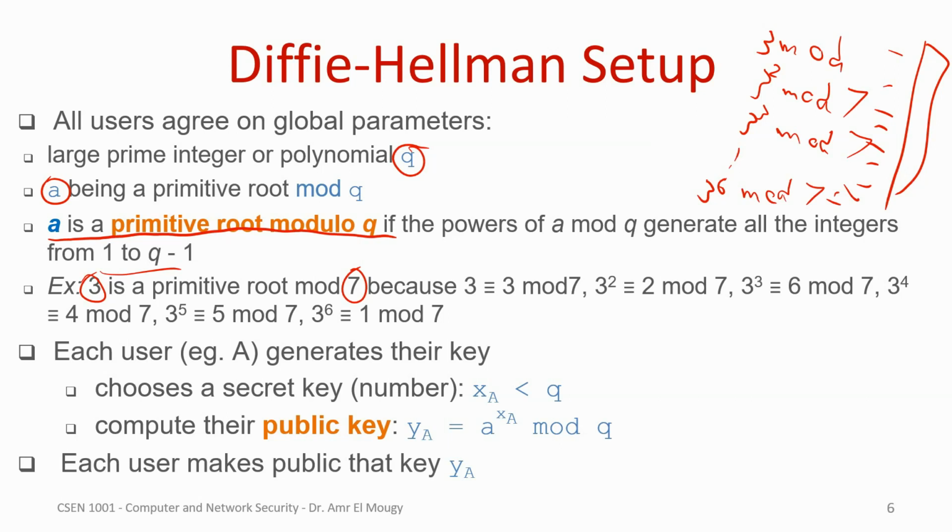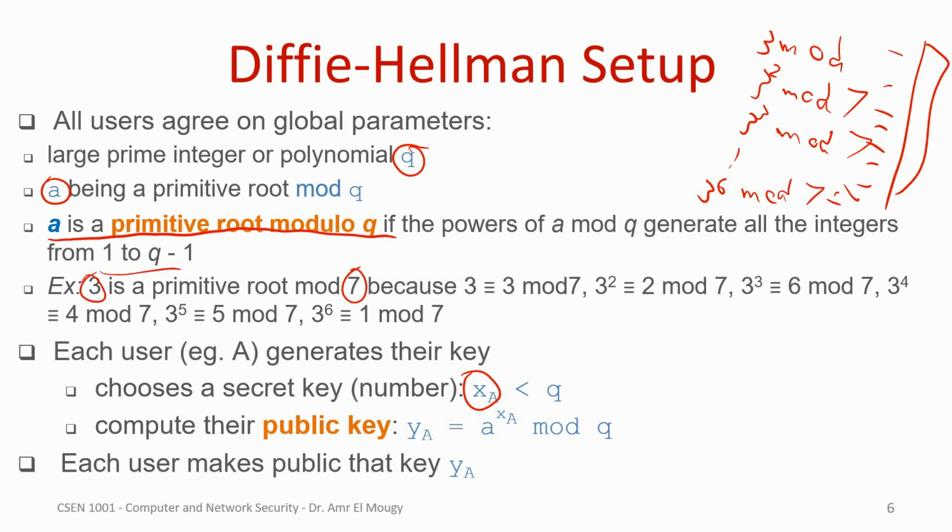Now, I will continue with the Diffie-Hellman setup, and then I will explain to you why it is necessary to choose A that is a primitive root. So for now, at least we know what a primitive root is. So we choose a prime number Q, and we choose a generator A such that A is a primitive root mod Q. Given these two numbers, each device will choose its own private key XA, which can be any positive integer that is less than Q.